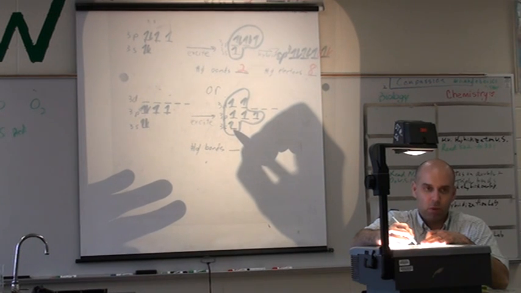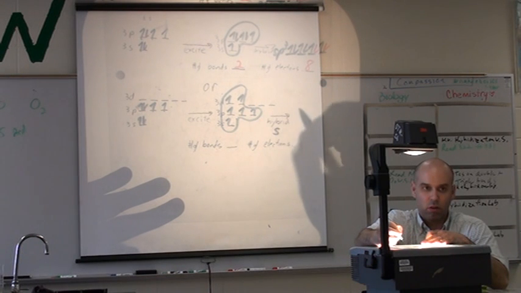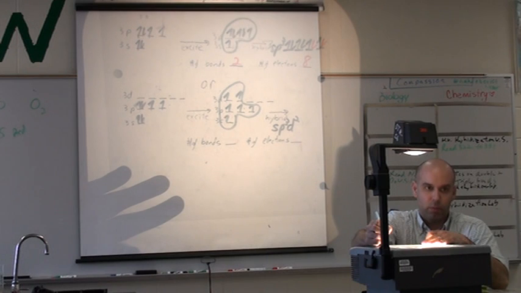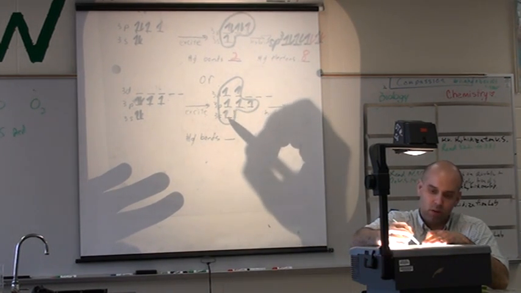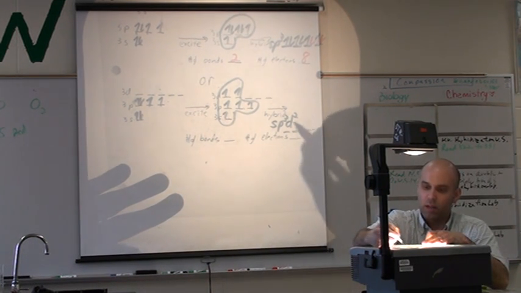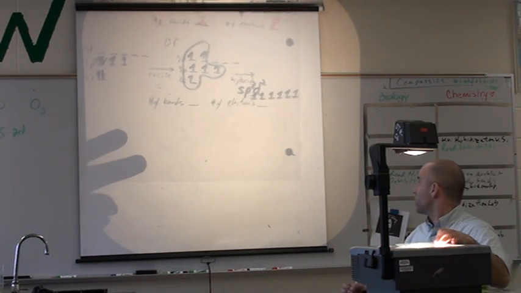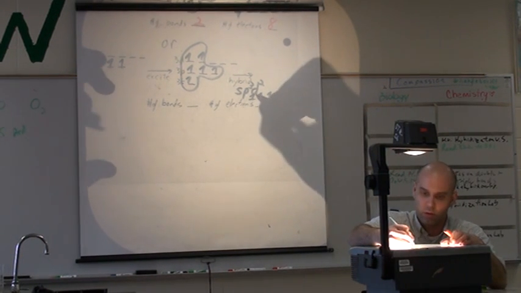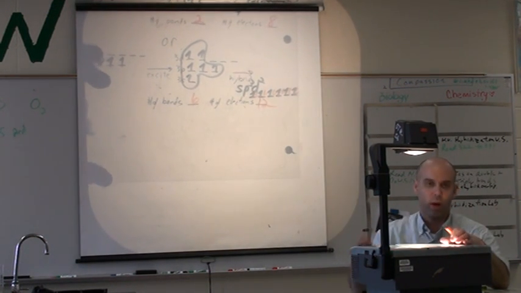How many s orbitals did I circle there, B? 1. Okay. How many p's did I circle? 3. And how many d's did I circle? 2. So it's sp3d2 hybridization. And in total, I circled 6 lines. So I draw 1, 2, 3, 4, 5, 6 lines with 1 electron in each. So that means I'm going to need 6 more electrons for a total of 12.